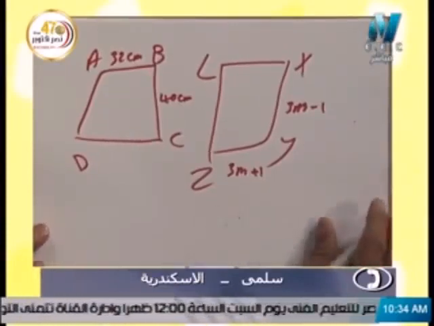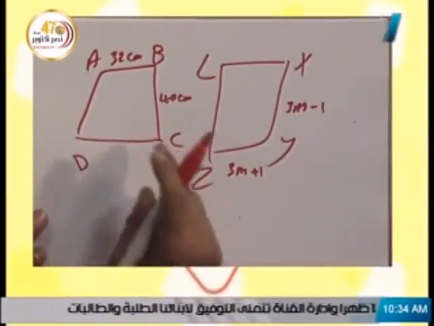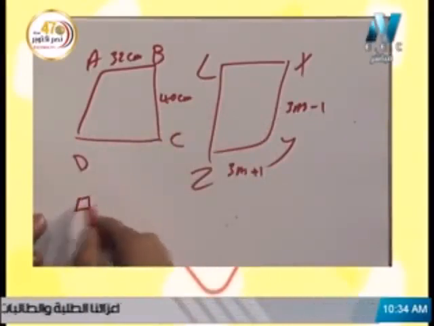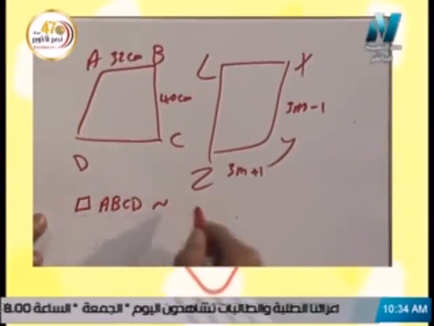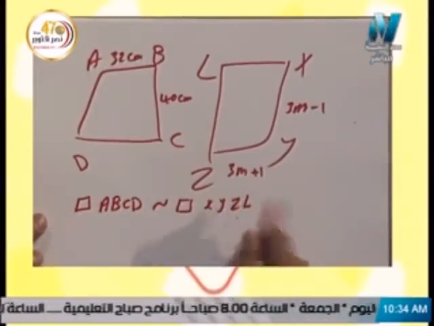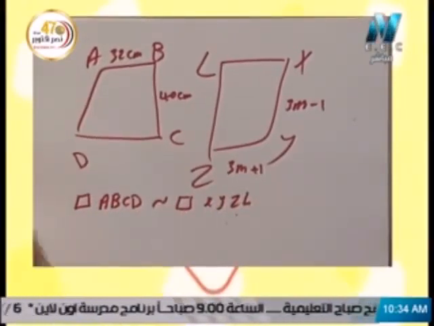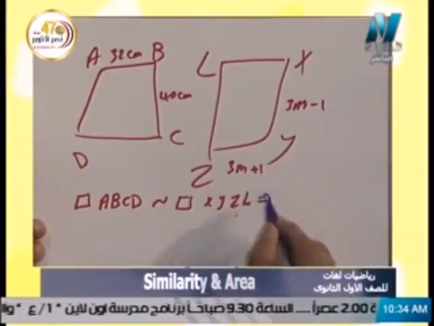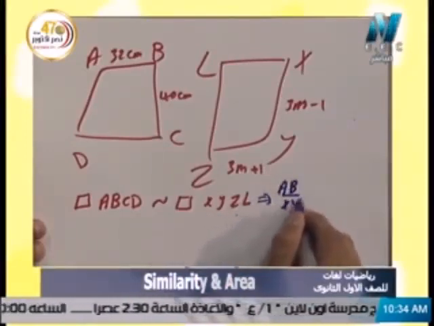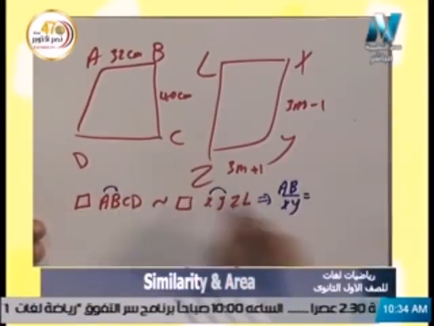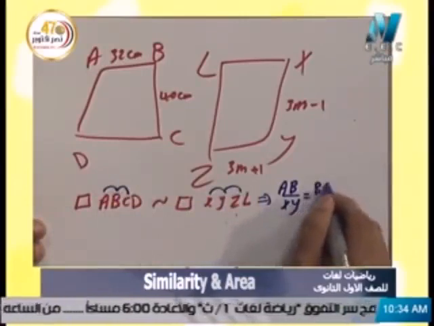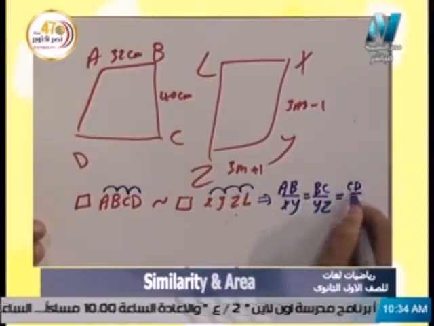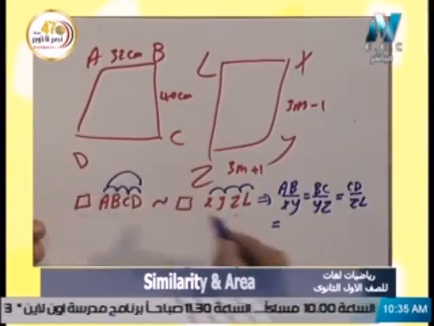Guys, this is a question about the similarity of two polygons. Salma says that the polygon ABCD is similar to the polygon XYZL, and we know that when we make this arrangement, then we can deduce that AB over XY equals BC over YZ equals CD over ZL, also equal to AD over XL.